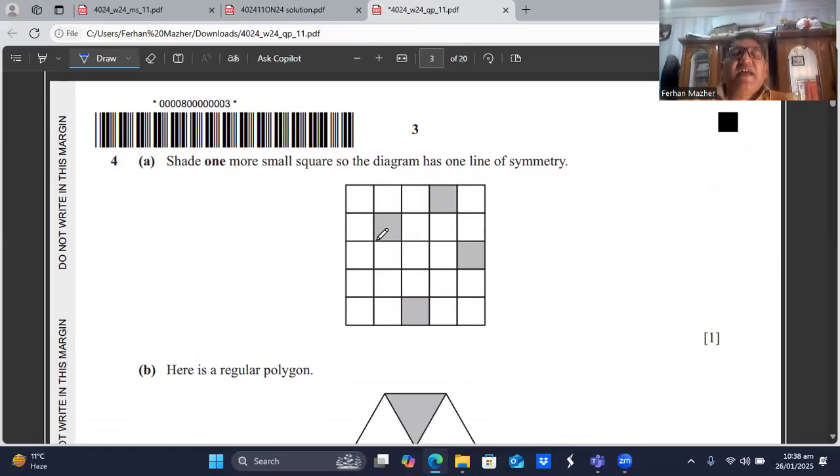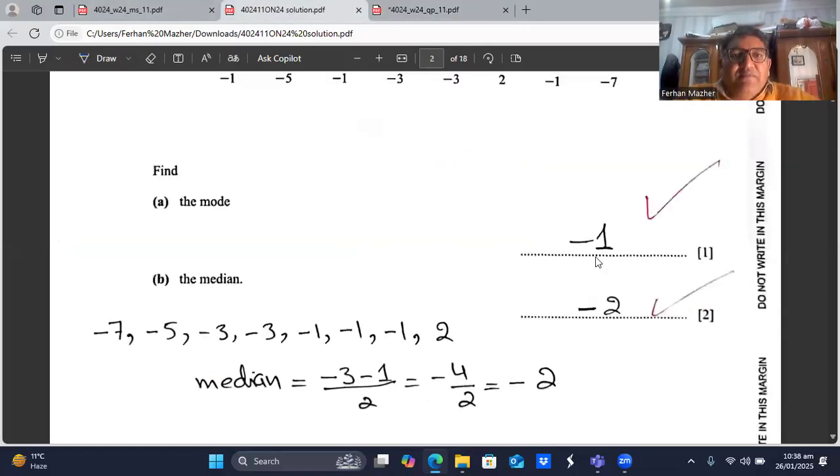A line of symmetry is a line that divides a figure into two equal, same parts. When you fold those two parts along that line, both parts will be an exact match over each other. So very simple. Let me show you here.